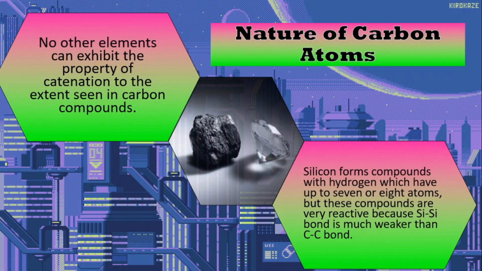No other element can exhibit the property of catenation to the extent seen in carbon compounds. Silicon may form compounds with hydrogen, which have up to 7 or 8 atoms, but these compounds are very reactive since the silicon-silicon bond is much weaker than the carbon-carbon bond.